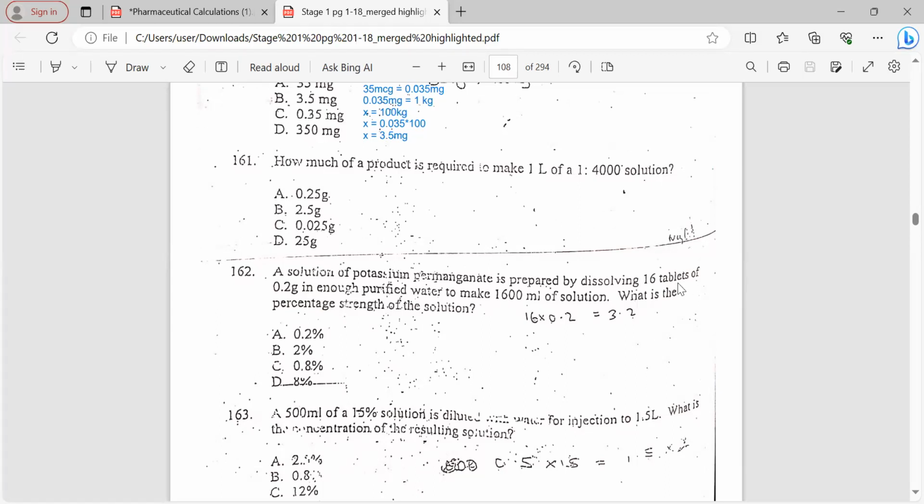So we have 16 tablets of 0.2 grams. So we do 16 tablets times 0.2 grams to know how much weight all of it has. We get 3.2 grams. 3.2 grams.